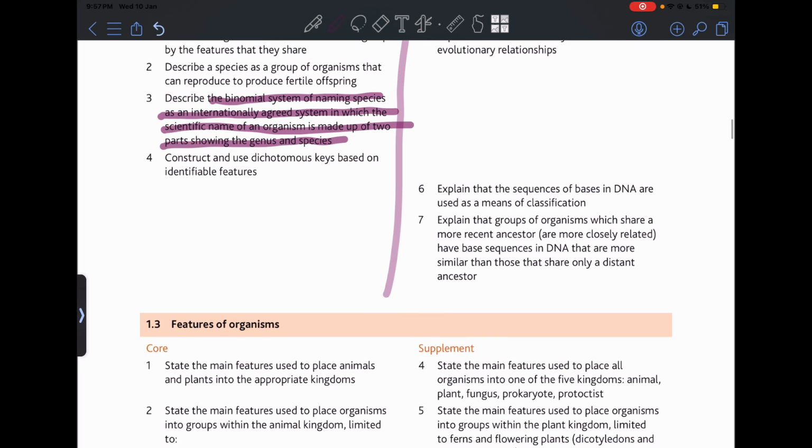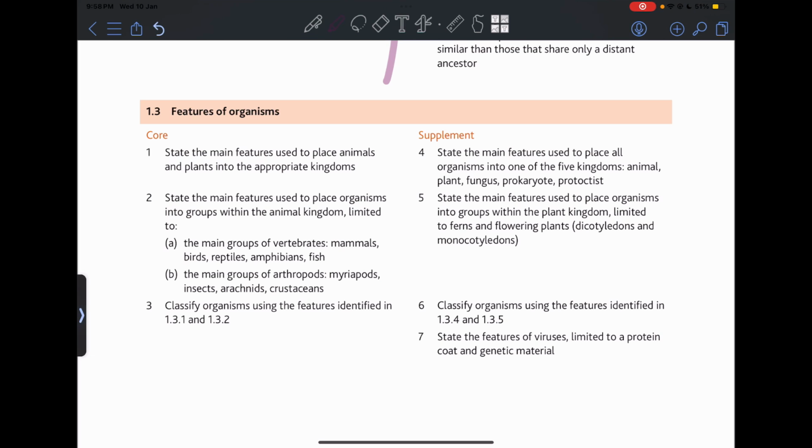Now, also, you have to know number 7, explain that groups of organisms which share a more recent ancestor are more closely related and have base sequences in DNA that are more similar than those that share only a distant ancestor. Now, for 1.3, the next part of chapter 1, core students have to state the main features used to place animals and plants into appropriate kingdoms. So you have to know how to place an animal or a plant or anything into kingdoms. You have to know that.